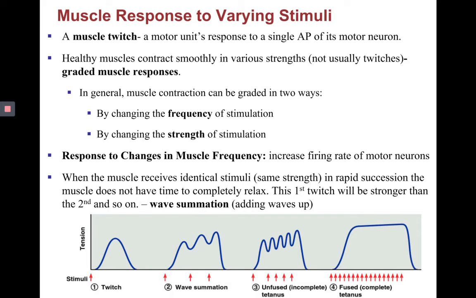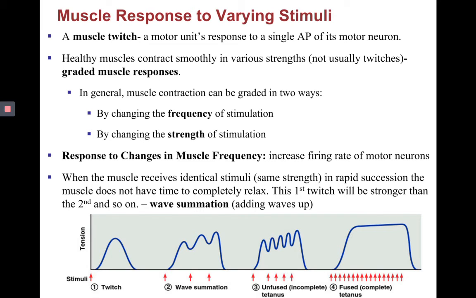So pretty much what we're doing is causing changes in muscle contraction frequency by increasing the firing rate of motor neurons, thereby making sure that as soon as one action potential ends, another begins, and we get the summation of muscle tension. Because when the muscle receives identical stimuli of the same strength, and action potentials are always the same, about 100 millivolts, as long as those occur in rapid succession, the muscle doesn't have time to completely relax. So if we have more than just a twitch, for example, the second action potential, which causes more contraction, or a second twitch, you could say, would cause that wave summation.